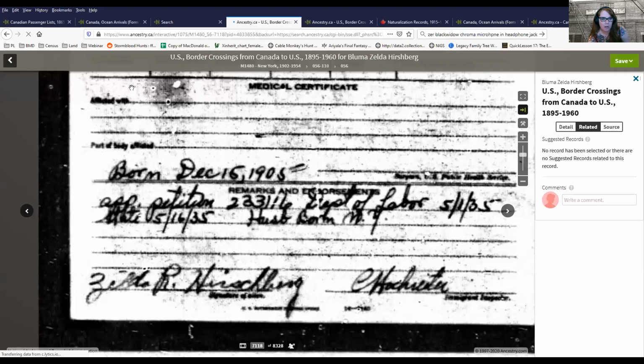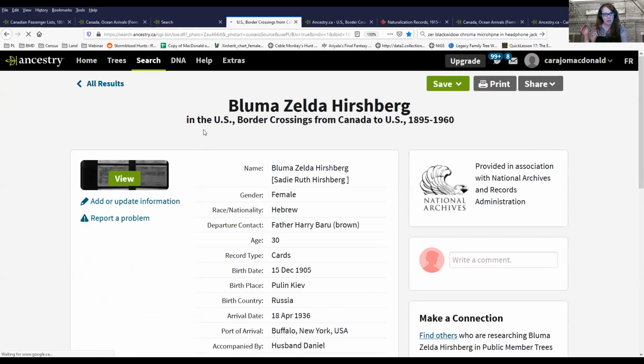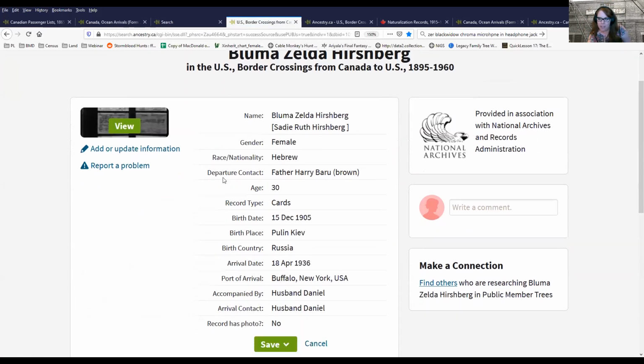So let's go back. Okay, so this is Bluma Zelda Hirschberg, and this is some research that I did recently for the Brown family. I was looking for Harry Brown, and my patron said that she didn't think they came in under the name Brown, but she didn't know what the surname was. So I was doing all that preliminary research in Canada and the US, trying to gather as much information as I could. And I found this border crossing for Bluma after she was married, and she's going to the States in 1936.